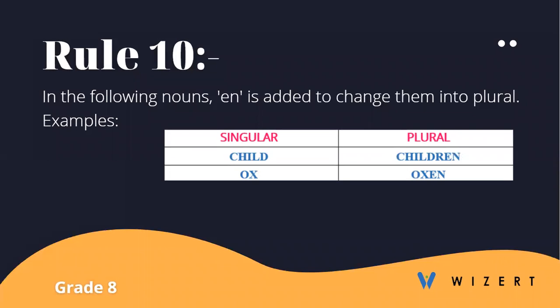The last rule that we have to discuss is rule 10. In the following nouns, en is added to change them into plural. Examples: child that changes to children, and ox that changes to oxen.